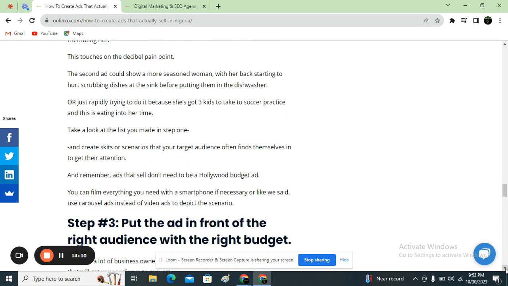And remember, ads that sell don't need a Hollywood budget. You can film everything you need with a smartphone if necessary. Like we said, you can use a carousel image ad instead of a video ad to display the scenario and explain the entire thing from A to Z. Then they see for themselves how it helped them.